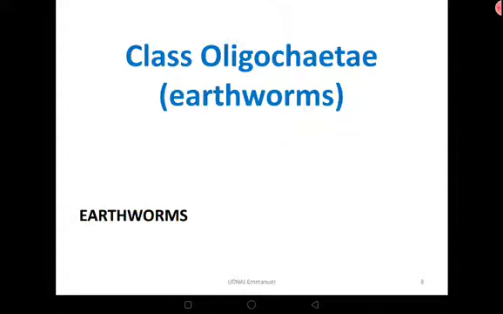So let's look at class Oligochaeta. And the major member there is the earthworm. I know this one, you must have come across it several times. Usually easily seen when it rains. That's when it can locomote. It absorbs water across its body skin, and then it is able to constitute a hydrostatic skeleton and can move about.